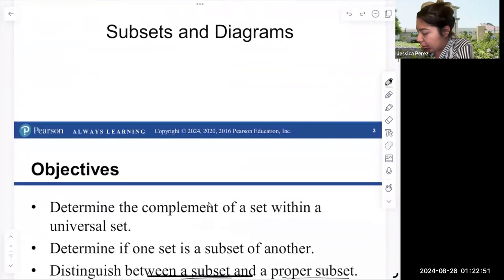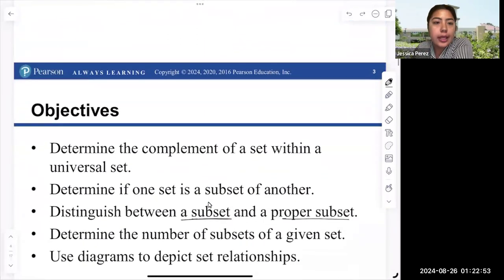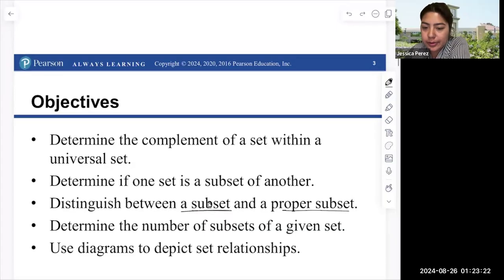So what is the objective of this lesson? We want to determine the complement of a set within a universal set. A universal set is all of the potential elements of all of the sets. Determine if one set is a subset of another. We'll talk about what is a subset. Distinguish between a subset and a proper subset. Determine the number of subsets of a given set. And we want to use diagrams to depict set relationships.